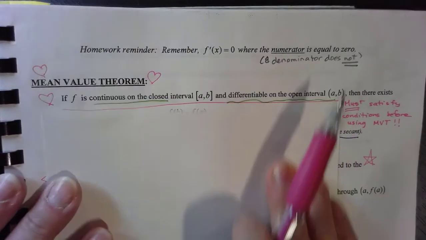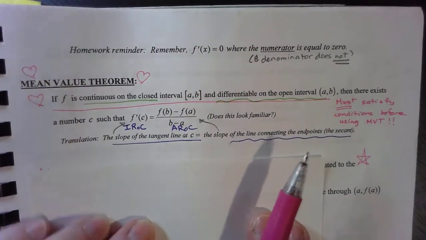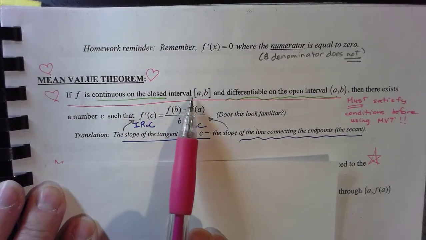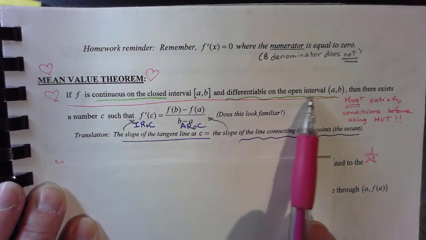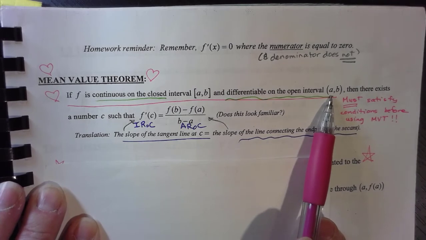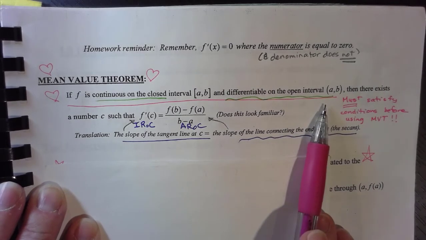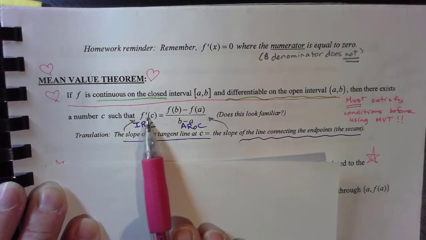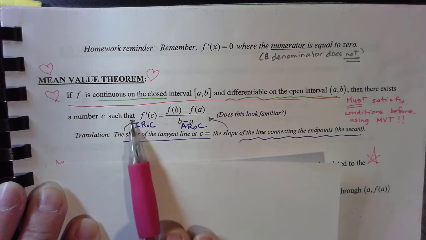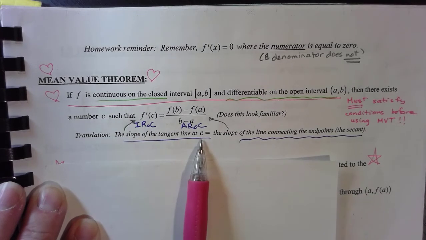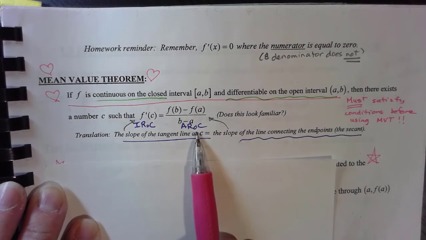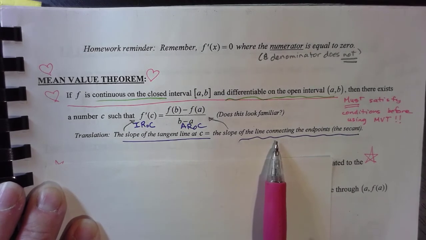All right, our main theorem, and this is a big one, it shows up for the whole rest of the year, so you really need to know it. If f is continuous on the closed interval from a to b and differentiable on the open interval from a to b. Hey, that sounds a lot like Rolle's theorem. Well, remember, Rolle's theorem is a special case of the mean value theorem. Then there exists a number c such that f prime at c, or the instantaneous rate of change, or the slope of the tangent line at c, is equal to f of b minus f of a over b minus a, which is the average rate of change, which is the slope of the secant line connecting the endpoints.